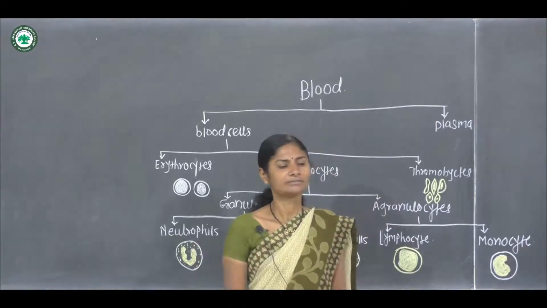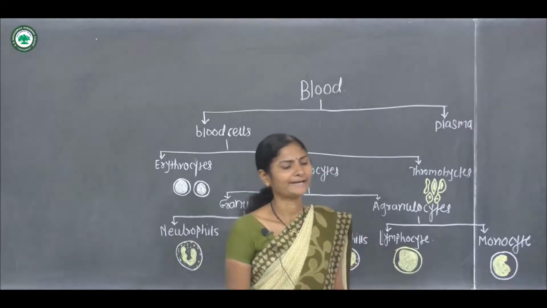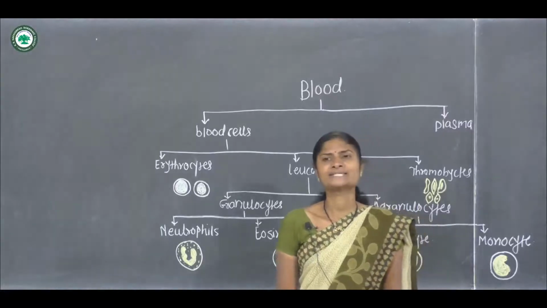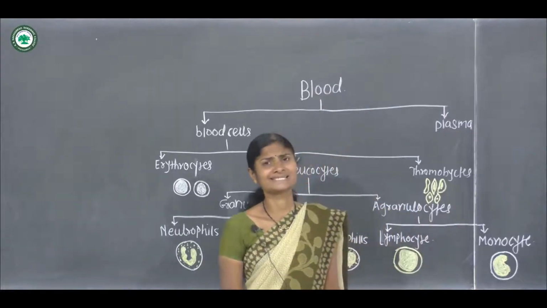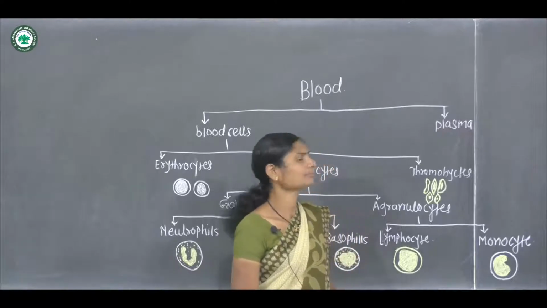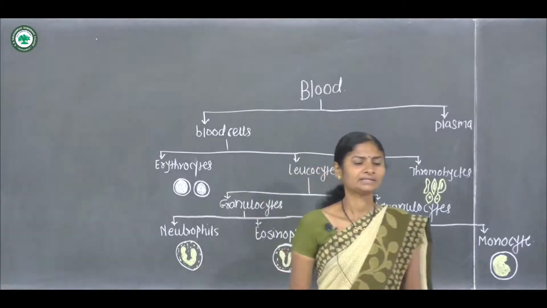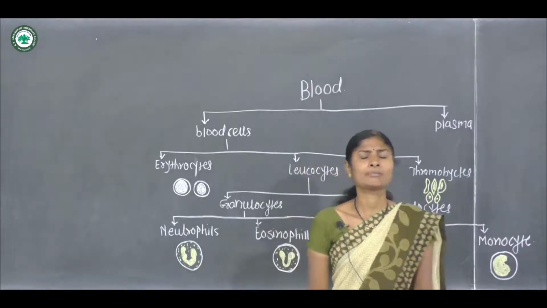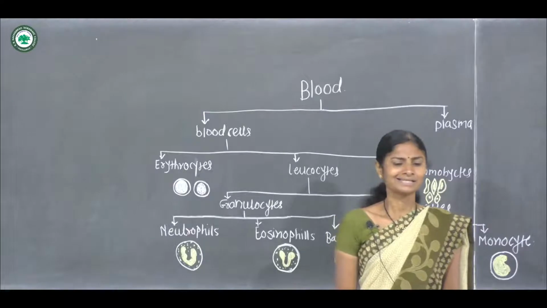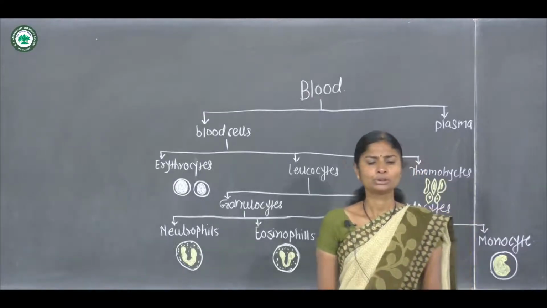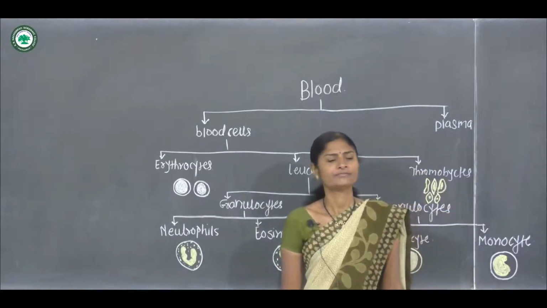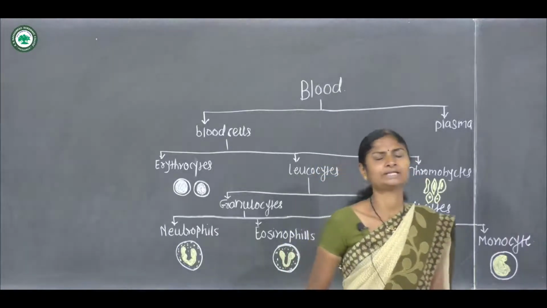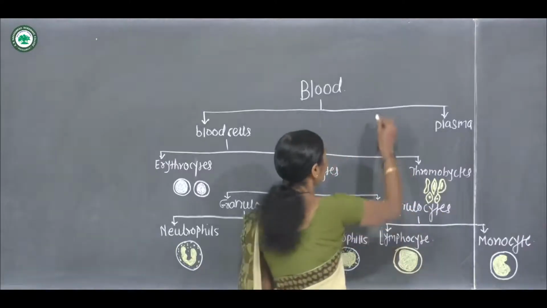It is called homeostasis. In vertebrates, blood is composed of blood cells, and these blood cells are suspended in the blood plasma. In the adult human body, blood contains about 5 to 6 liters, and the total quantity of blood formed is about 8% of the body weight.